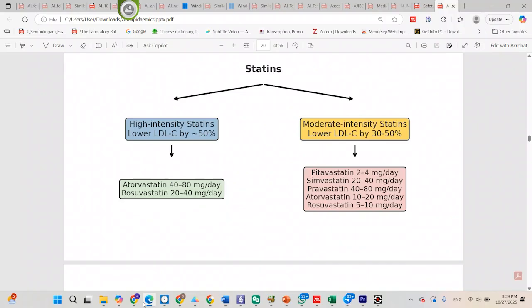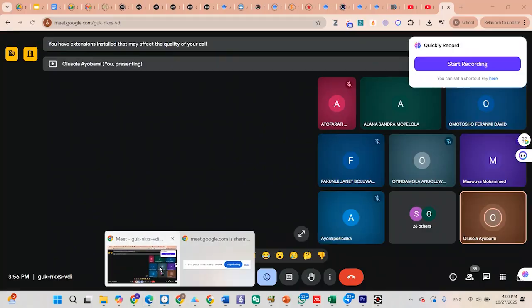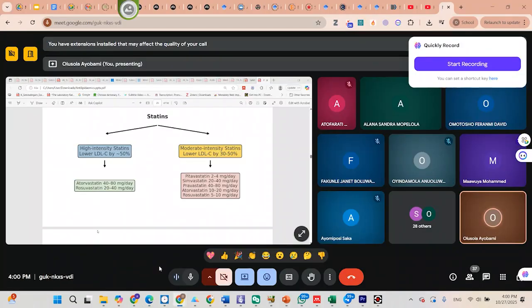I personally prefer atorvastatin and rosuvastatin for dyslipidemia, but we have other ones like simvastatin, pravastatin, and all of that. Then if you want atorvastatin and rosuvastatin, most people start with low intensity or moderate intensity. The reason is because of side effects. Most people don't go into high intensity, because if you move into high intensity, it also increases your chances of adverse effects and side effects, which we will get to mention very soon.